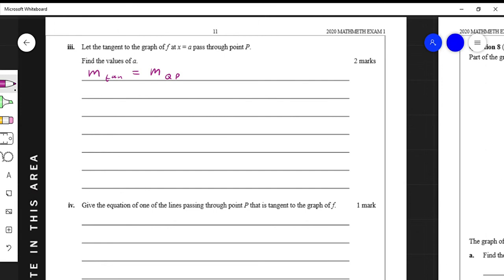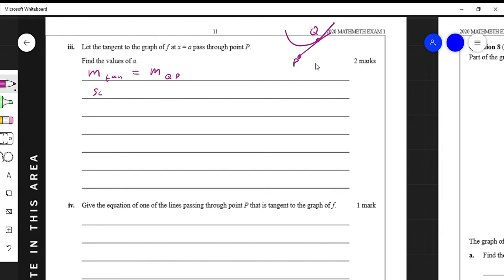Right? Because on our graph, if this is our graph here, this is our point Q up here, and this is our point P. So if the tangent here at A passes through P, then that means that the tangent has the same gradient as the line between Q and P. Hopefully that makes sense. If not, draw a couple of diagrams or ask a question in the comments.